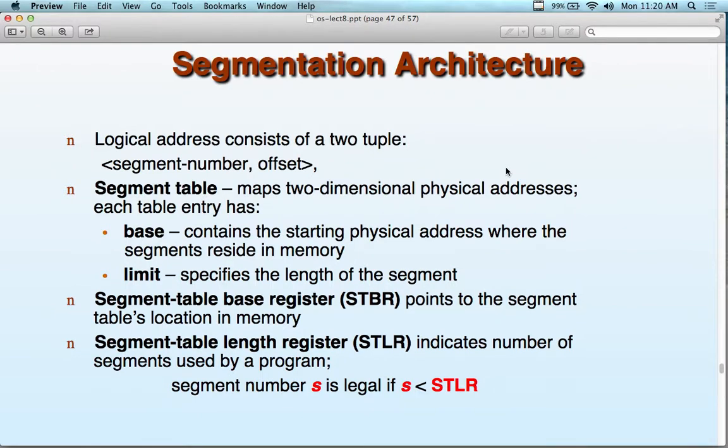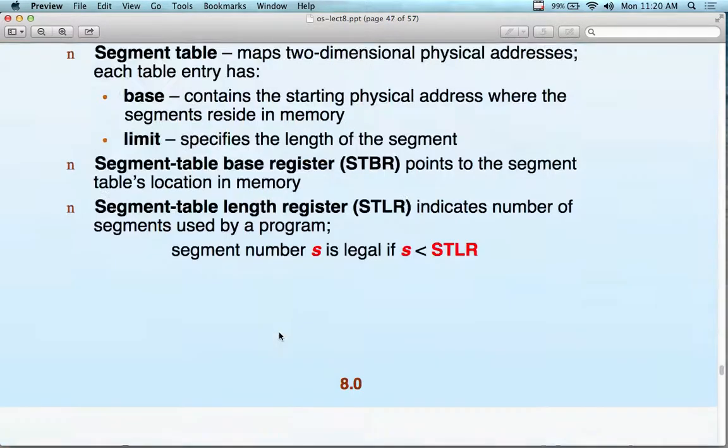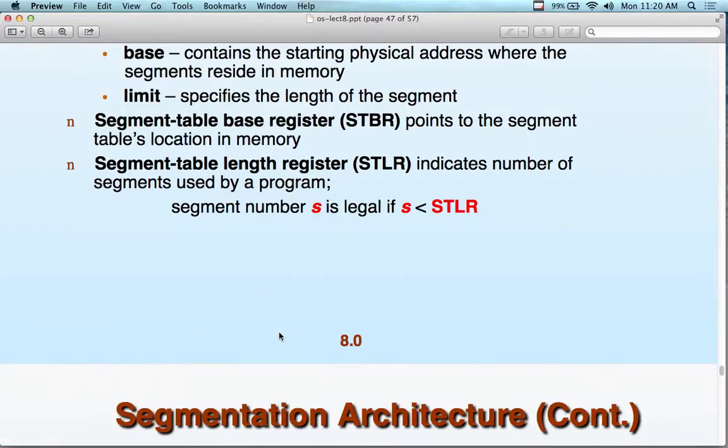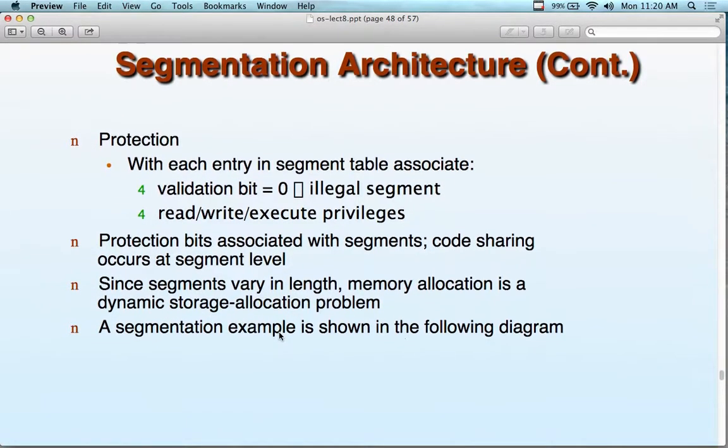So the segmentation-based register points to the segment table's location in memory, and then we have a length register that keeps track of how big it is. And then we find the final address so that we can figure out how big the memory is, where we're going to find it, and what we're going to use it for, or how much of it we're going to bring into memory to identify.